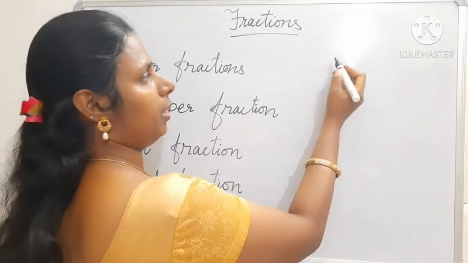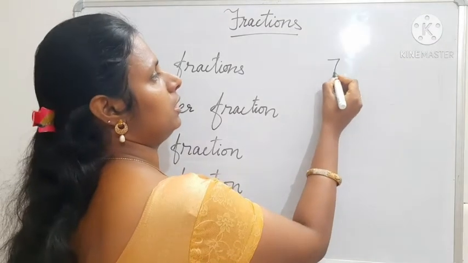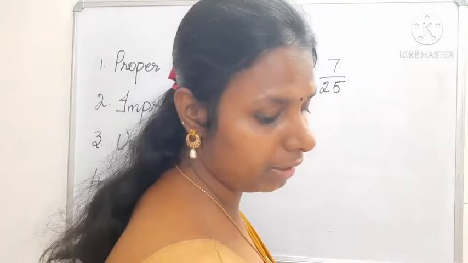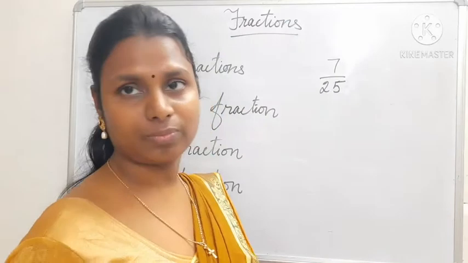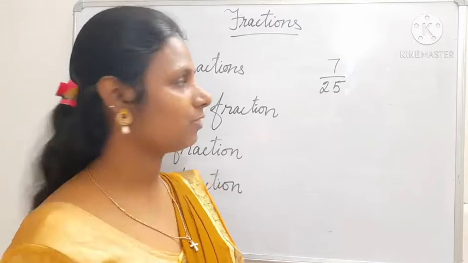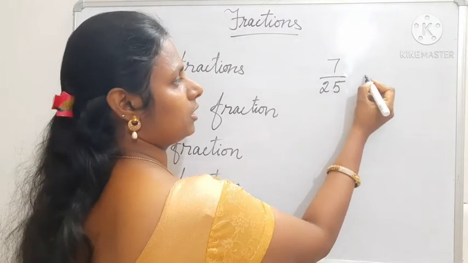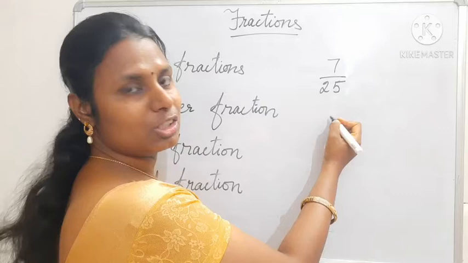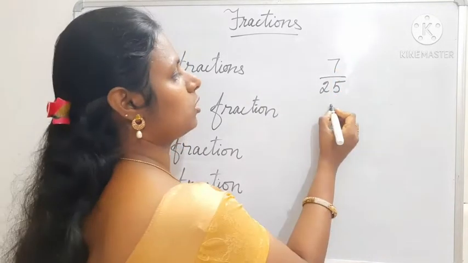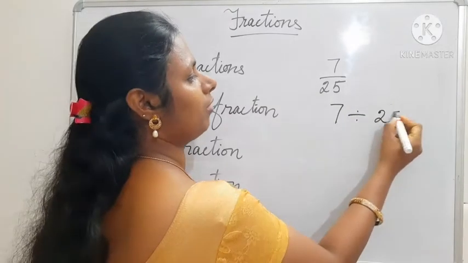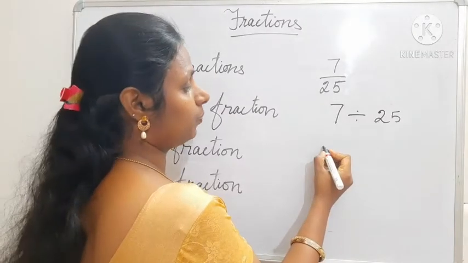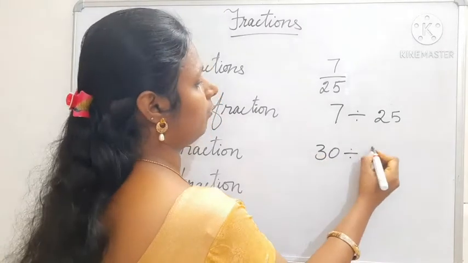So here, if I am having a fraction like this, 7 by 25. Can I write this one as a fraction? This is already a fraction, so I am going to write it as a division. Can I write this as a division? So, 7 divided by 25. That's all. Okay.